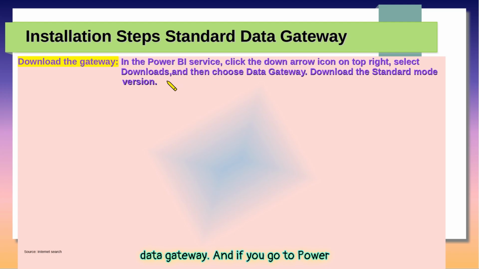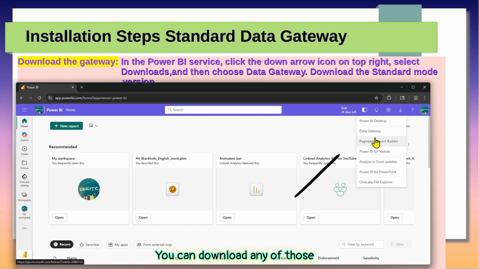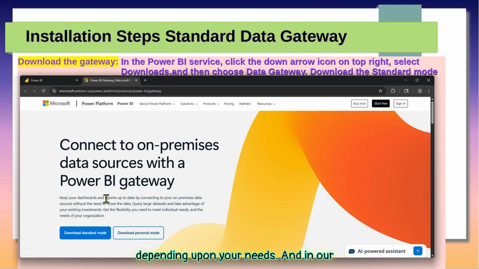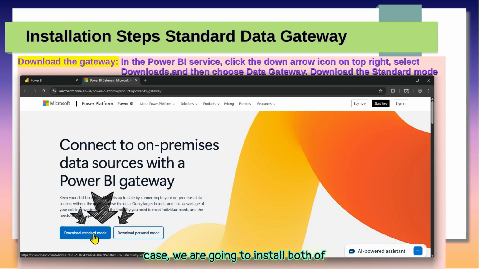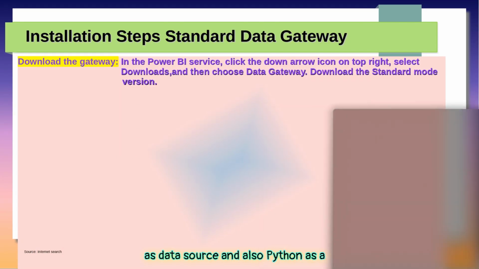If you go to Power BI service, let me bring that window here, on the top right you have a down arrow. If you click on the down arrow as shown on the right, you can download any of those applications. For example, if you click on data gateway, a new browser window will open up, and you can download a standard or personal mode data gateway depending upon your needs. In our case, we are going to install both of them, and we are going to use SQL Server as a data source and also Python as a data source.